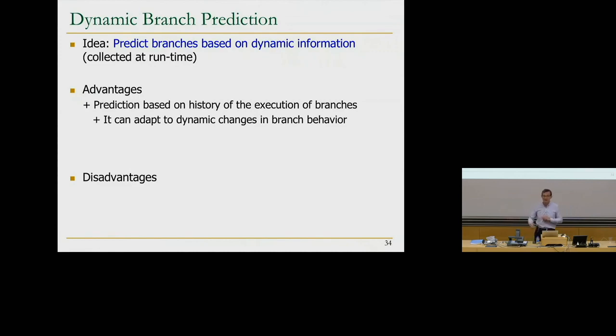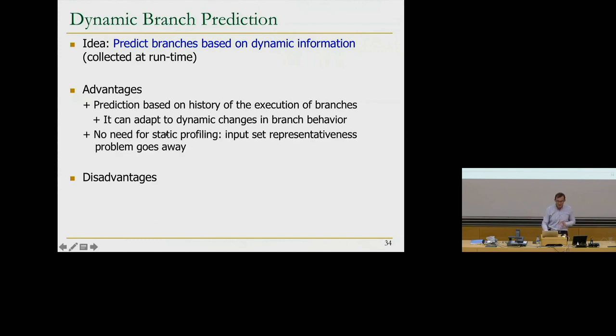You can recognize patterns, taken, taken, not taken, also. Taken, taken, not taken, taken, taken, not taken. And you can increase that. There are many, many patterns, right? It's essentially pattern recognition in some way. People actually right now use machine learning techniques; very simple perceptron-based predictors are there in some processors. So there's no need for static profiling, so the input set representativeness problem goes away. But of course, there's a disadvantage. It's more complex. It requires additional hardware, and we'll keep adding more hardware again to get higher performance.